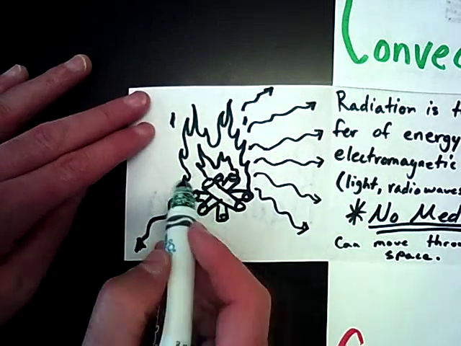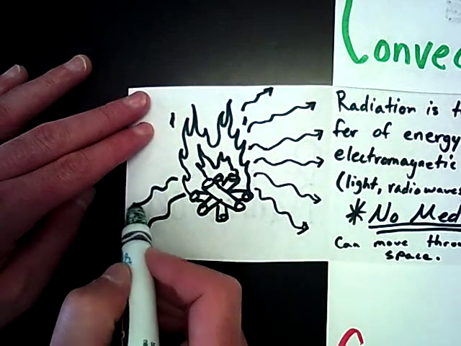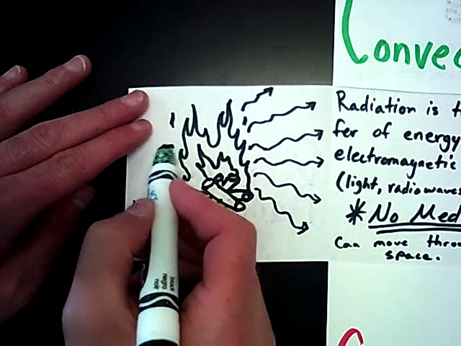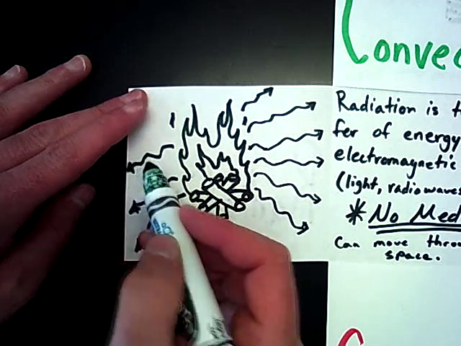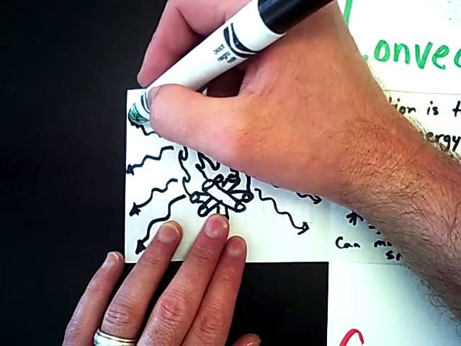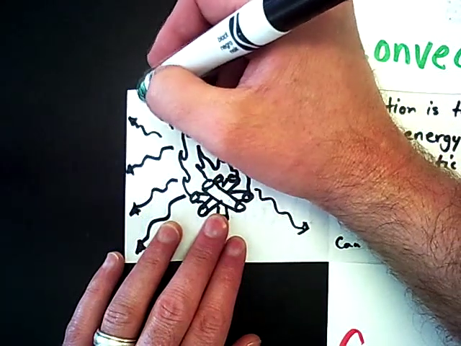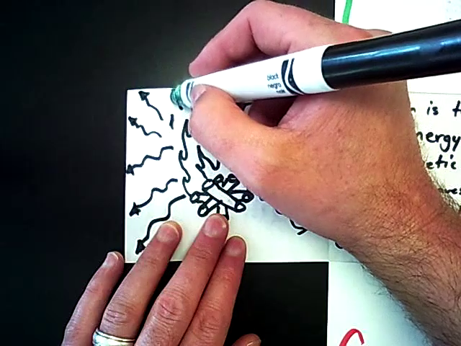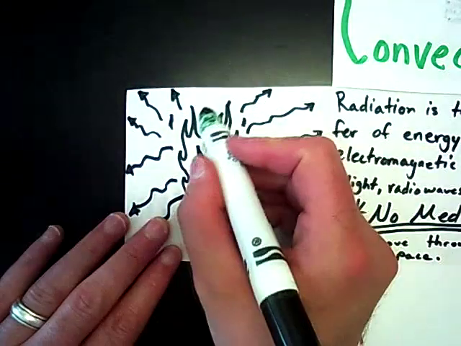And that's when you know, if it's cold outside and you're standing next to a fire, you feel the warmth or the heat coming off of the fire. You're actually feeling electromagnetic waves. So the heat is getting to you through this method, radiation.